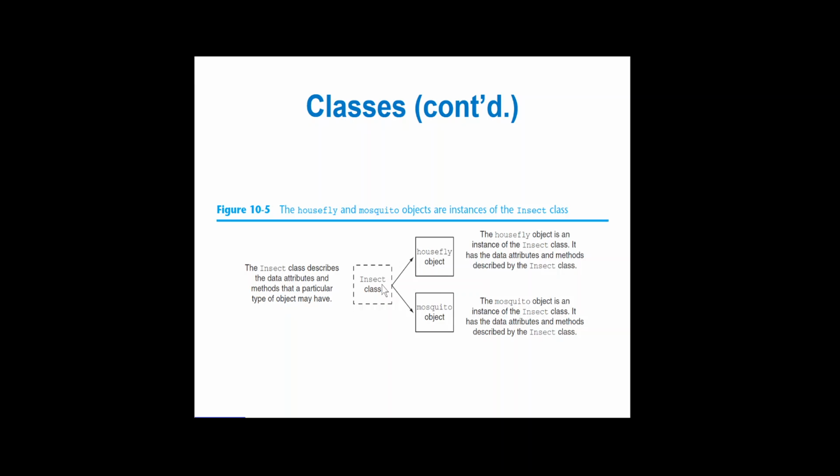So think about an insect as a class. We have certain characteristics or attributes for insects, all of them as one category.